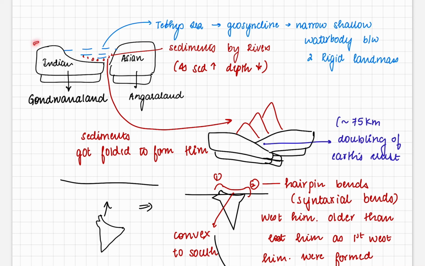There were various rivers which were flowing in both the land masses and they were collecting their sediments in the Tethys Sea. The Tethys Sea is also a geosyncline. By geosyncline, we mean that it is a narrow, shallow water body which is between the two rigid land masses. Later, these sediments itself lead to the formation of mountains, fold mountains, which we call by the name of Himalayas.